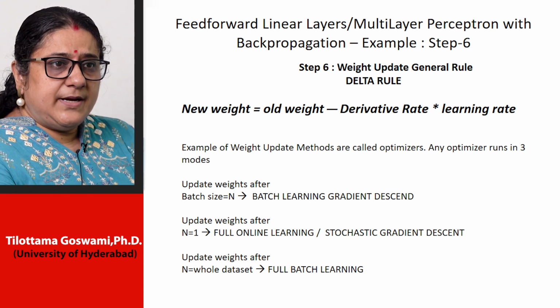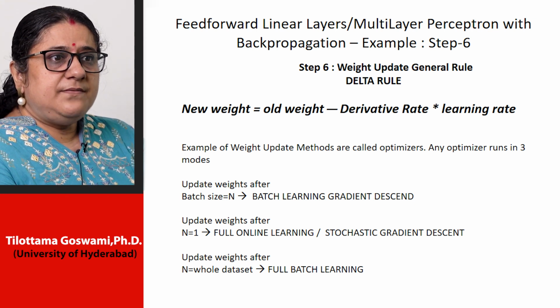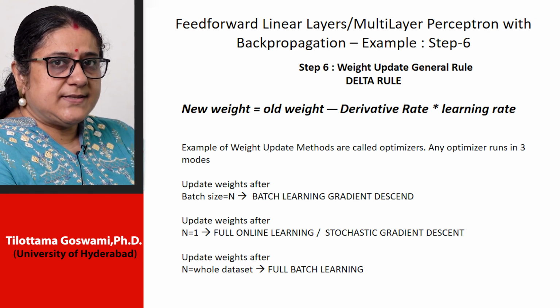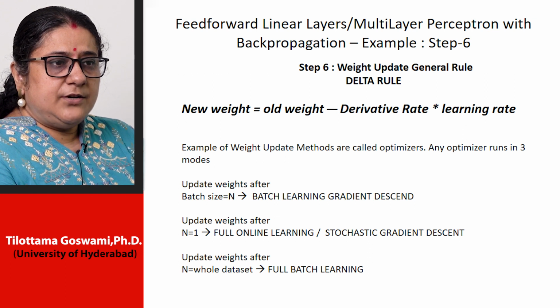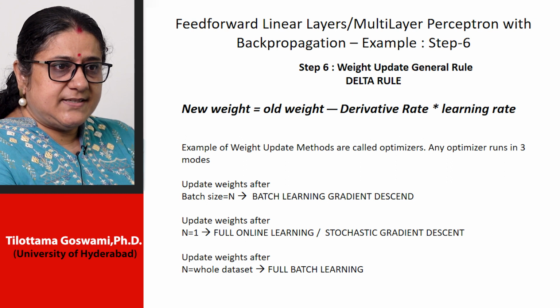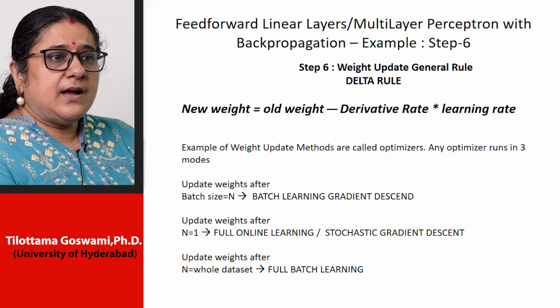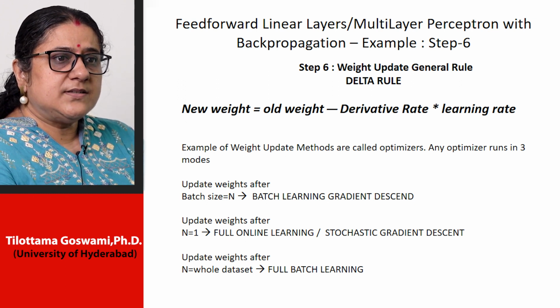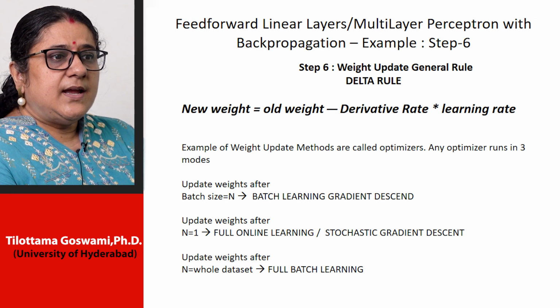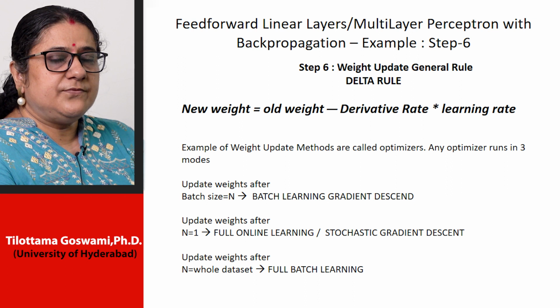The weight update methods are called optimizers, and they can run in 3 modes. The whole data set can be divided into batches. Update the weights after each batch, that is called batch learning gradient descent. Update the weights after n equal to 1, that is full online learning, stochastic gradient descent. And update the weights after the whole data set has been trained, that is full batch learning.